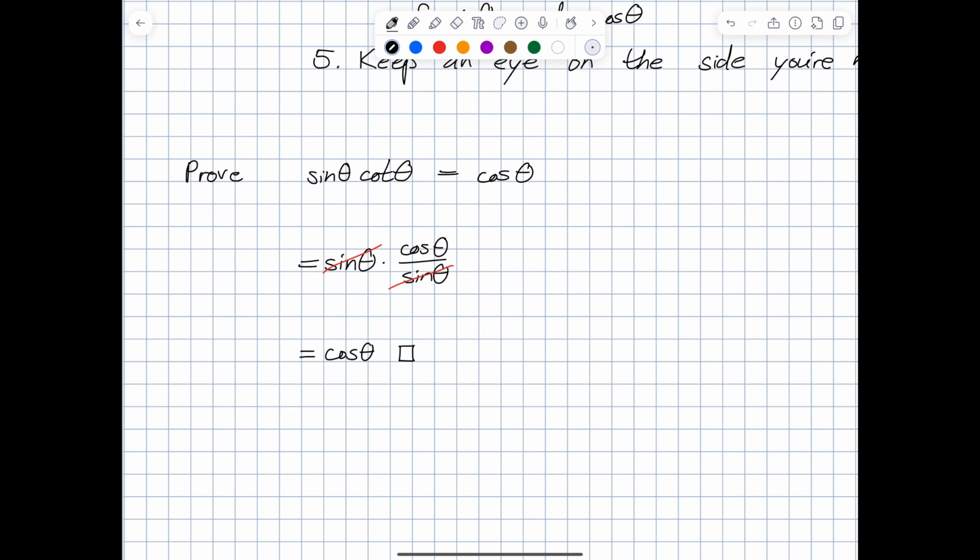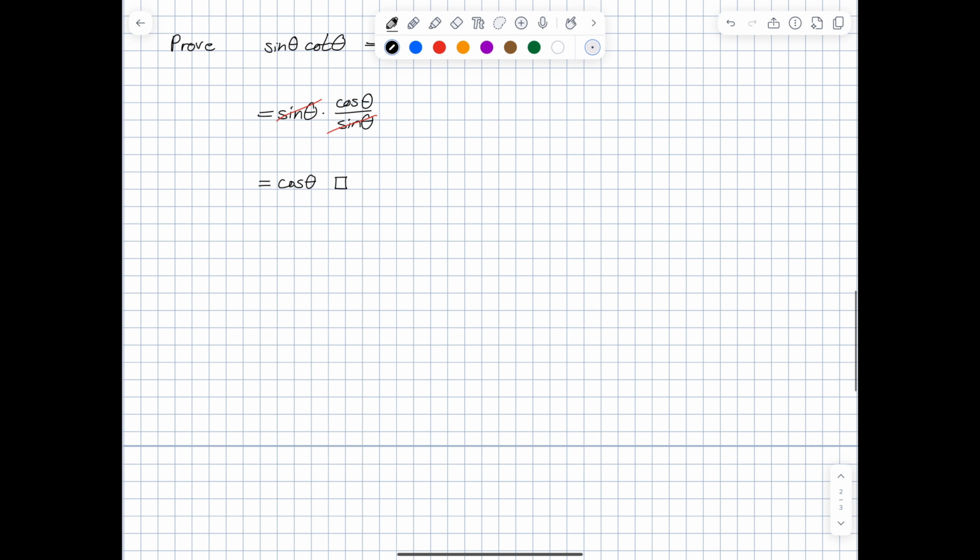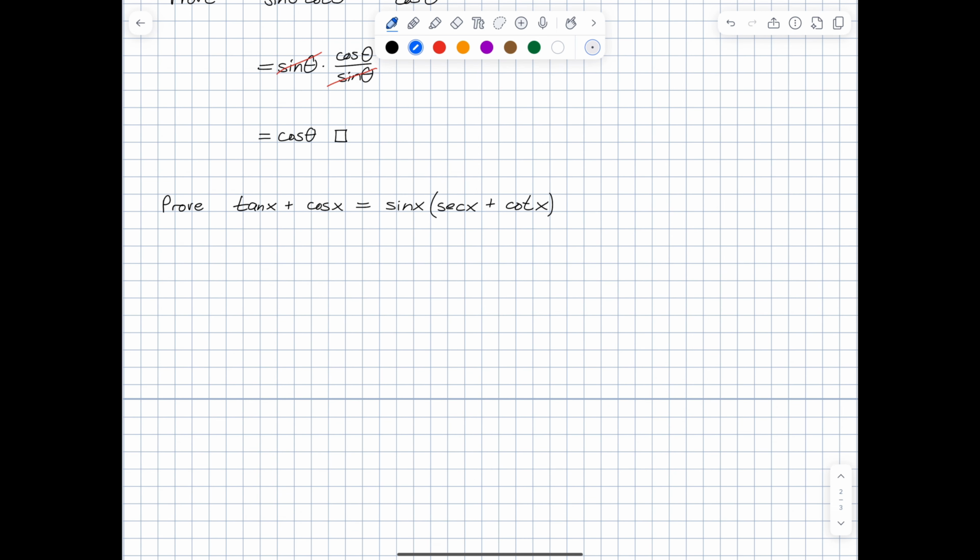So we're going to do some more examples, but we're going to follow the same basic strategies. This next example is going to be prove that tangent x plus cosine x is equal to sine x multiplied by secant x plus cotangent x. As always, we're going to start with the more complicated side. And the more complicated side, in this case, is the one on the right.